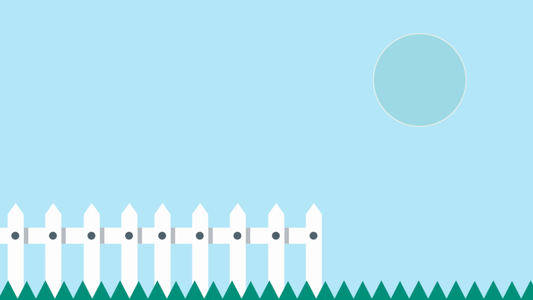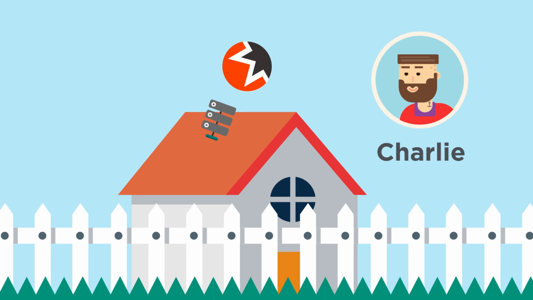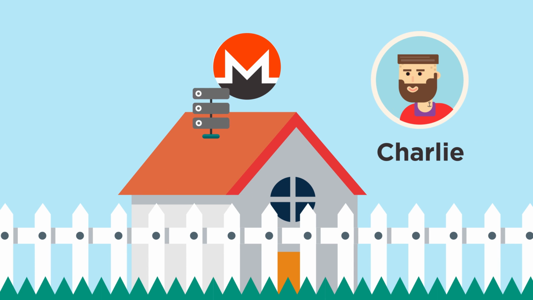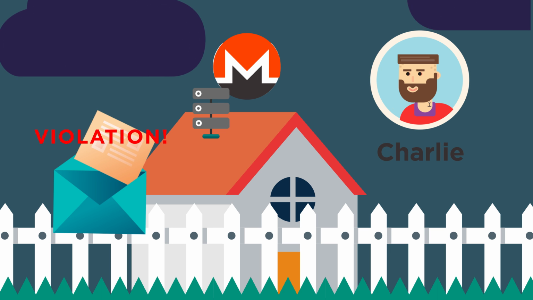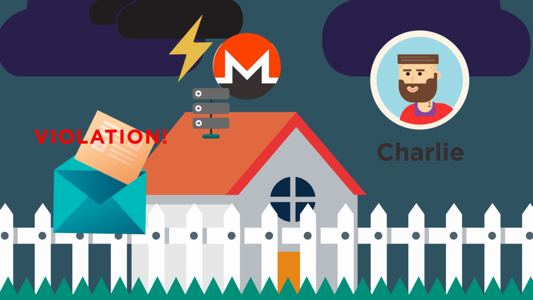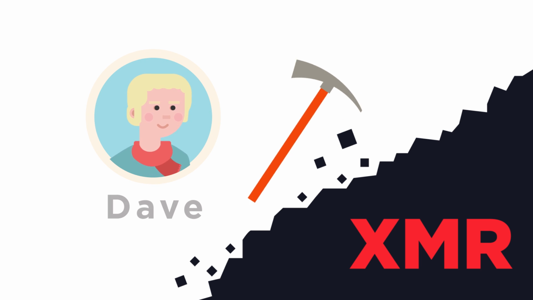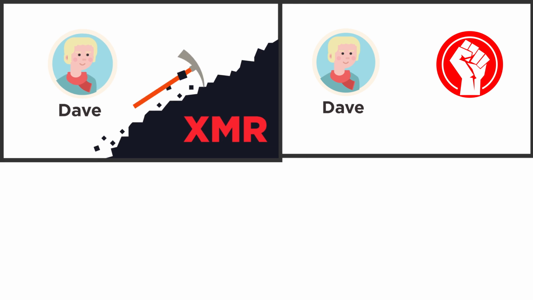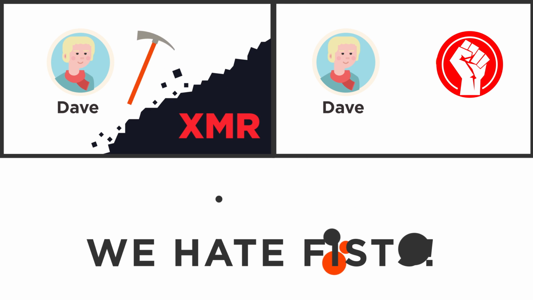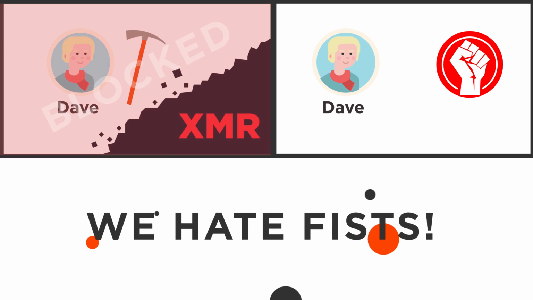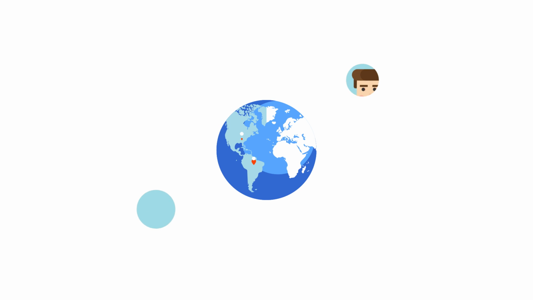Suppose Charlie wants to support the Monero network by running a full node at his home. After a few weeks, he receives a cease and desist letter from his internet service provider, claiming that running a node is a violation of the terms of service. Or consider this. Suppose Dave is an operator of a mining pool that donates a portion of block rewards to a political party or controversial cause. Other nodes could purposefully reject his solved blocks to express their disagreement with his political or social views.